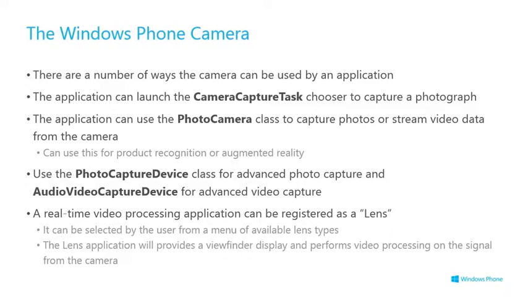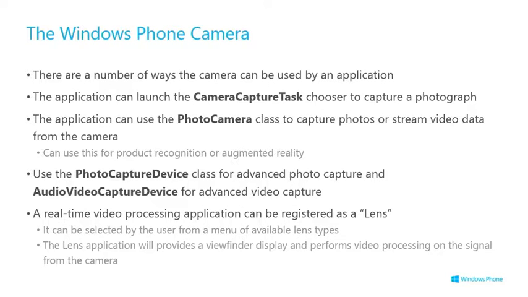Now, there's another object called the photo camera class, where you can actually capture photos, or capture this video stream. So you can capture frames from the video stream coming directly from the camera hardware. You could use that for product recognition or augmented reality. This is the new one. The photo capture device class is for advanced photo capture, which has a load of properties on it. You can drill down and change the ISO, the speed, all the very fine control of the camera hardware on the phone. And there's an audio video capture device for advanced video capture as well.